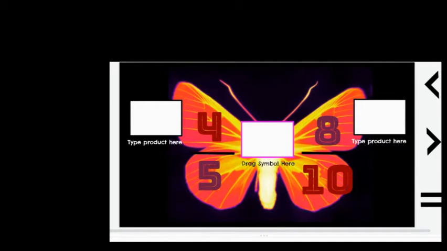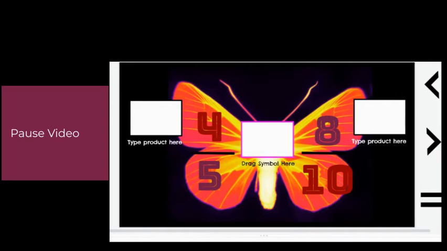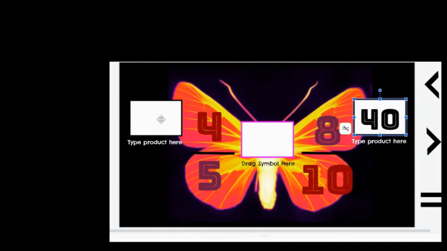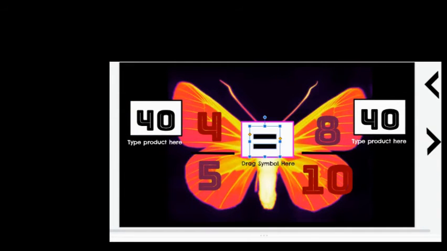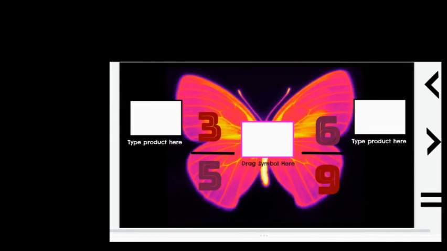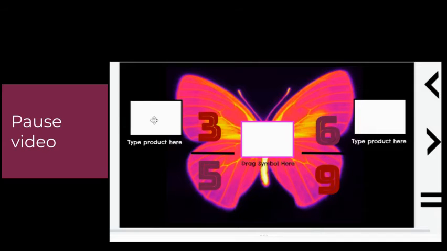So 4/5 and 8/10. Using the butterfly method, figure out which one is larger or if they are equivalent. You should have gotten 40 on both sides. These are equivalent fractions. Awesome job if you got that. 3/5 and 6/9. Use the butterfly method. You got 27 on this side and 30 on this side, meaning 6/9 is larger than 3/5.